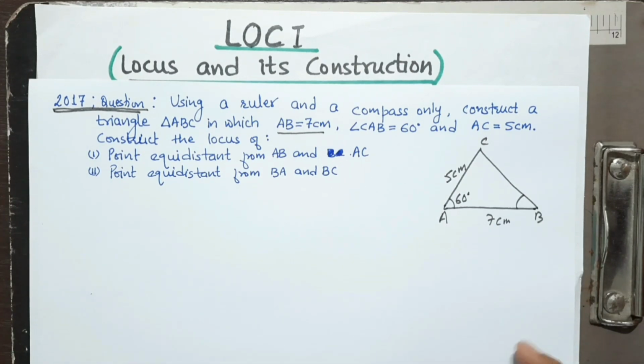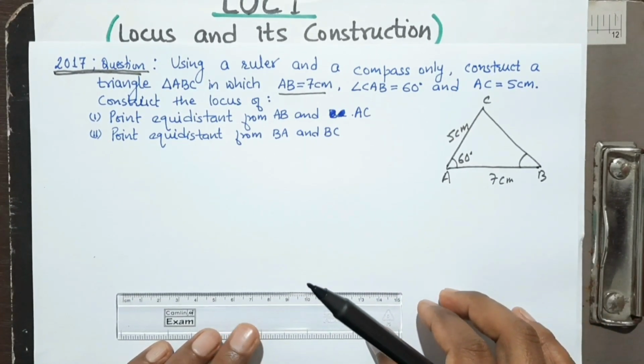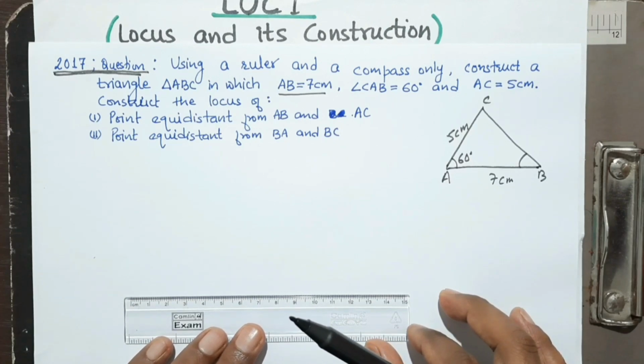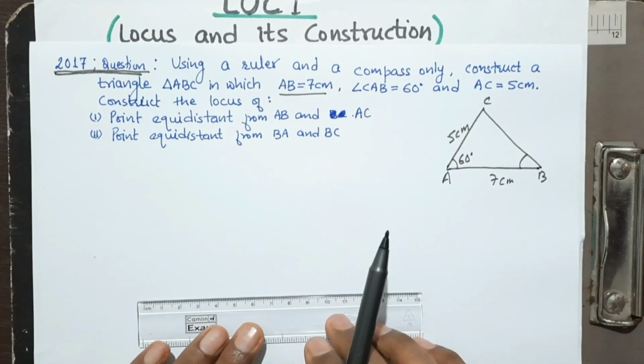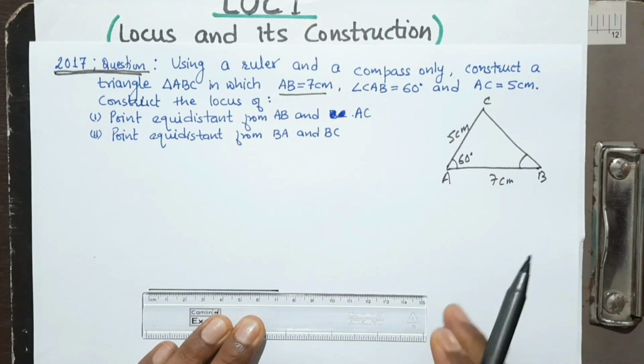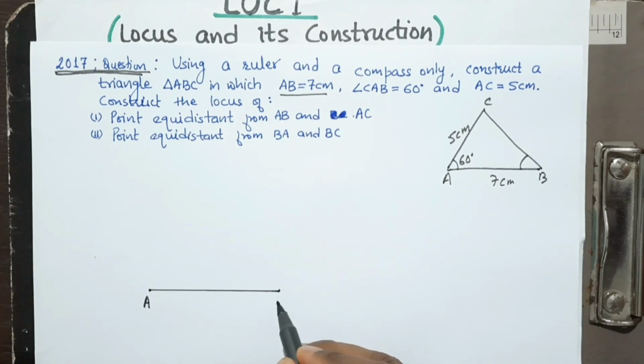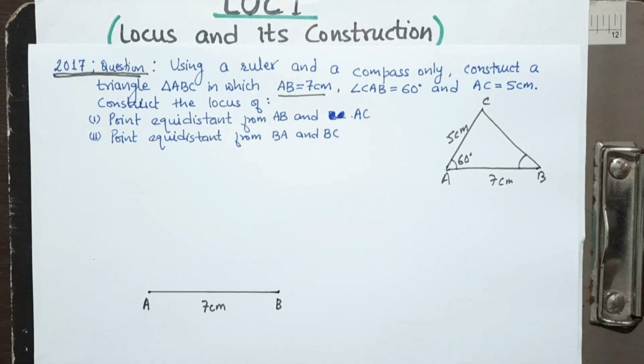Given the triangle, first we will draw the base. The base is 7 centimeter. I will draw from here. This is our base AB, 7 centimeter. We'll mark the points: this is A, this is B, and its length is 7 centimeter. Now we are going to construct a 60 degree angle from point A. So let us construct the 60 degree angle from here.